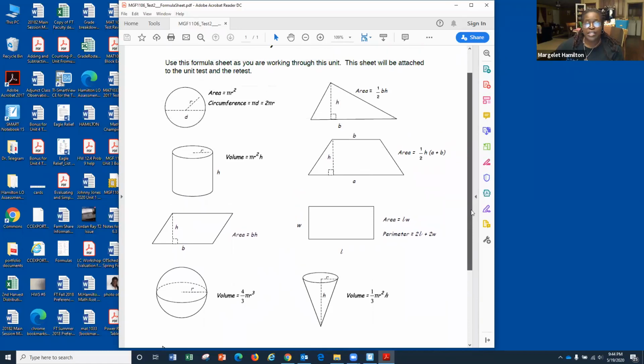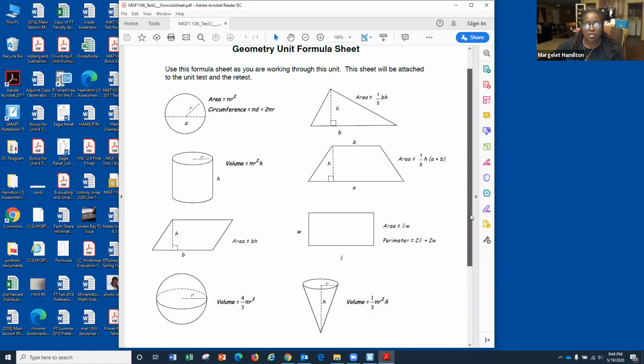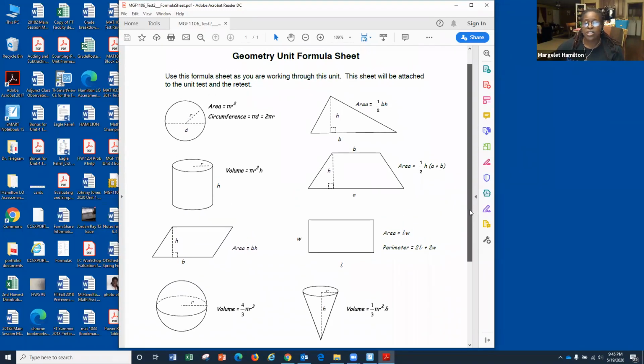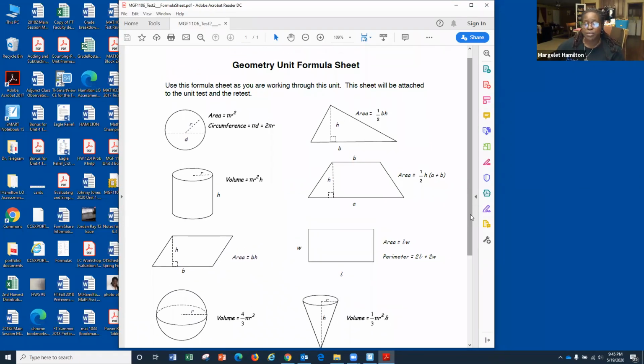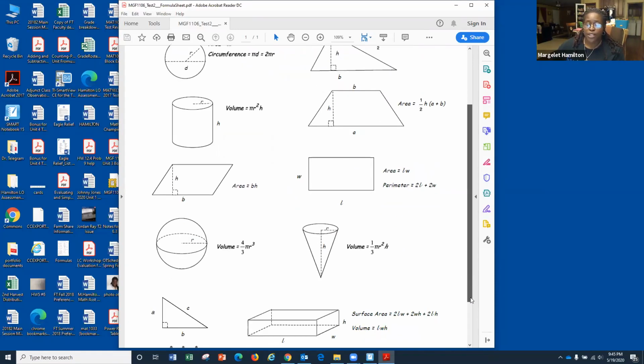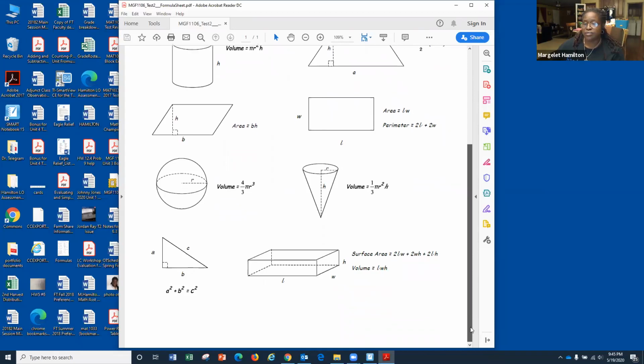So you notice that there are no names of these shapes on the formula. So it is good that you will know the names of the shapes, but what's important is you'll be given the shapes as well as the formulas. You will need to know when to use these things and how to use them. So getting your practice in is very important. Make sure you know how to properly use this sheet.